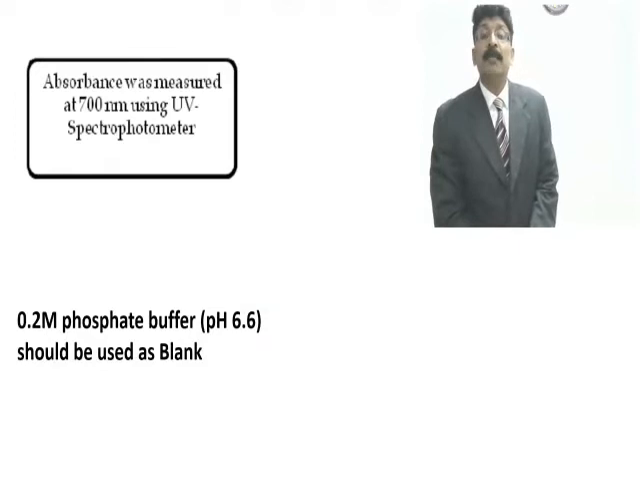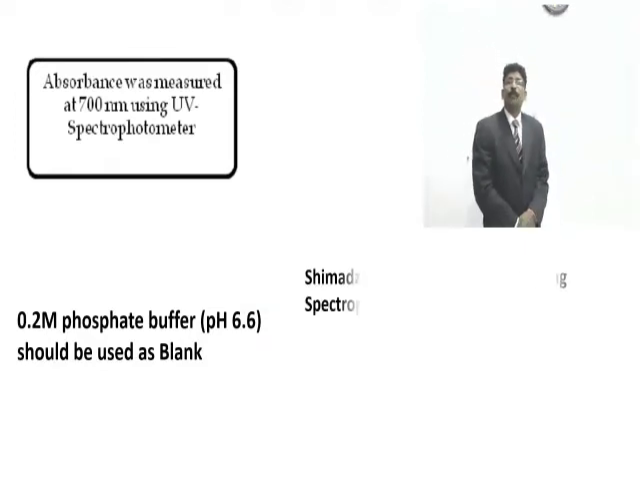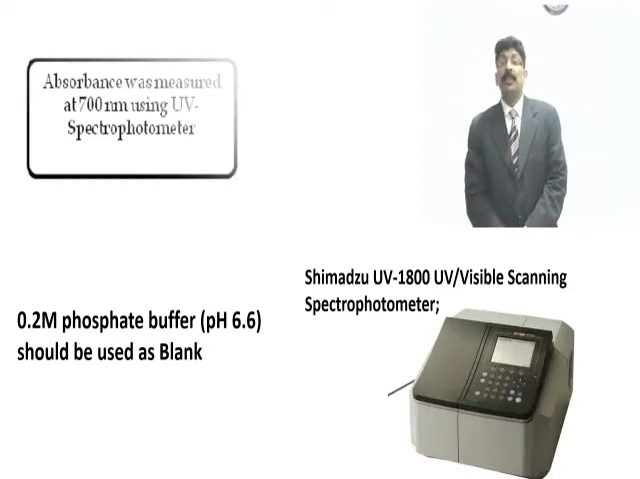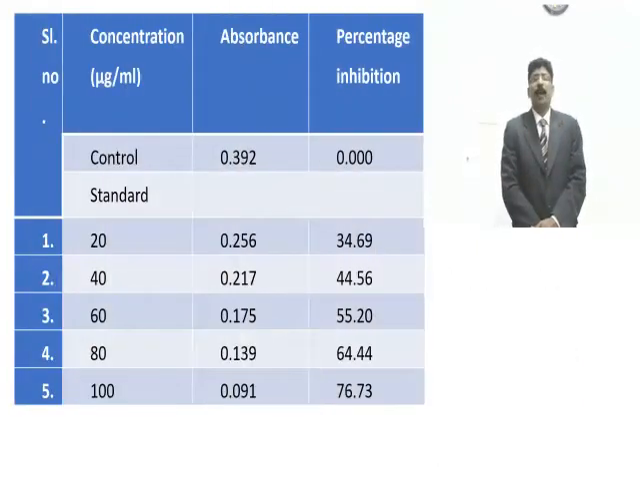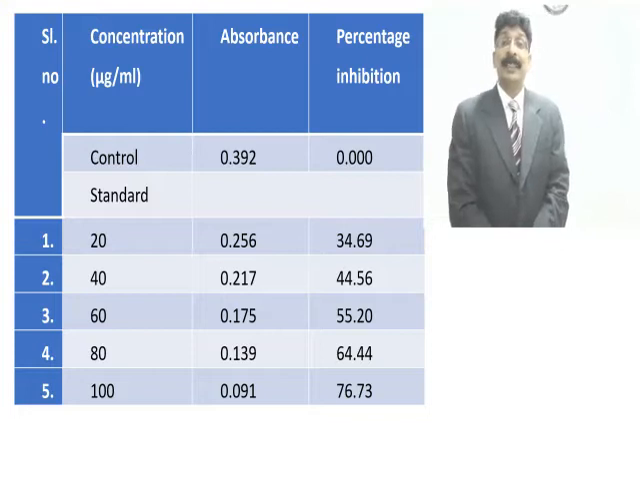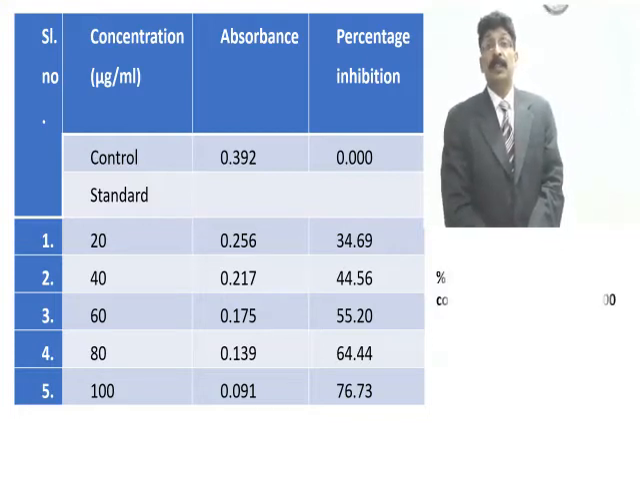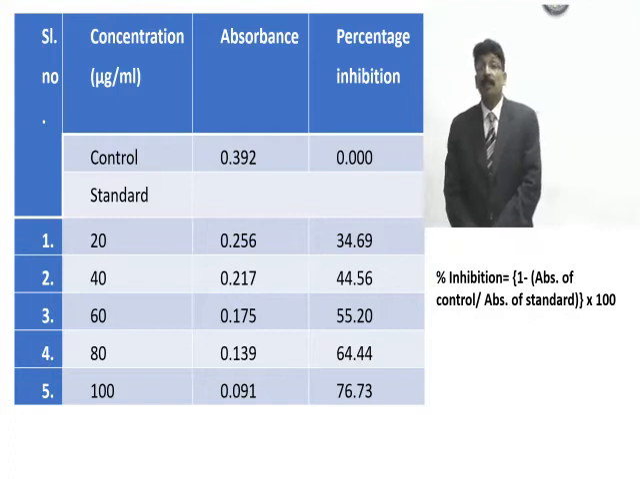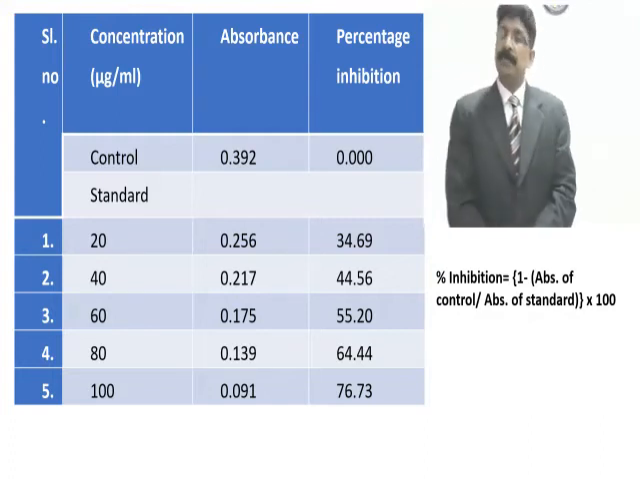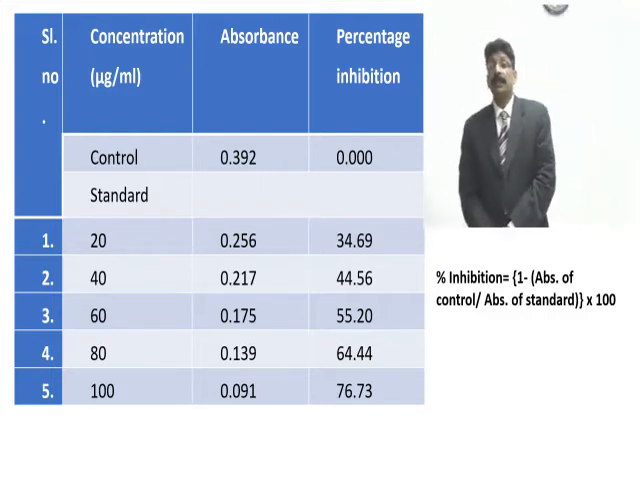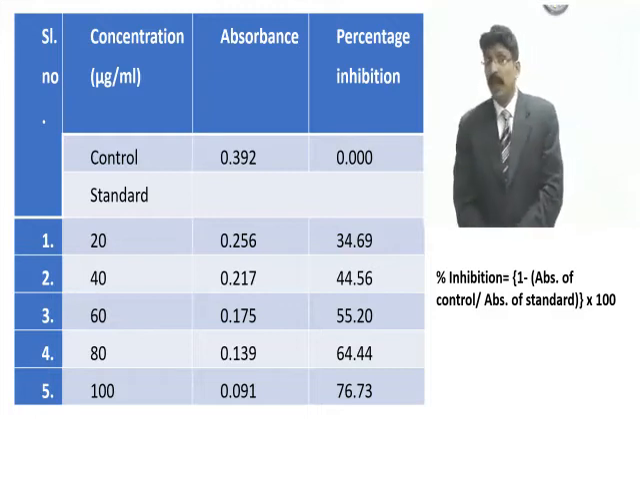Now you can come to absorbance measuring at 700 nanometers lambda max using a UV spectrophotometer. A Shimadzu UV 1800 UV-visible scanning spectrophotometer is used for this in our institution. When we used the control, without standard and sample, we got the absorbance of 0.392, and the percentage was 0, because by calculating inhibition, 1 minus absorbance of control divided by absorbance of standard into 100, automatically it becomes 0, because 1 minus 0.391 divided by 0.391 into 100, it will be 1 minus 1 equal to 0, so it becomes 0 value.